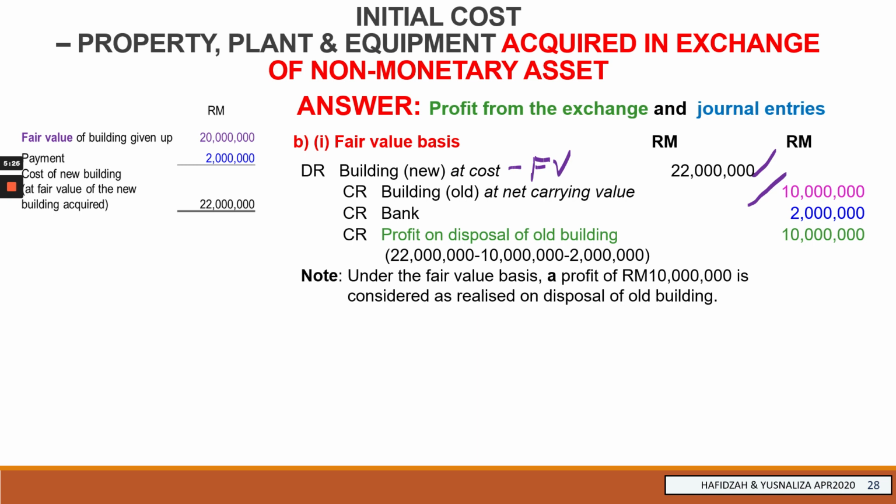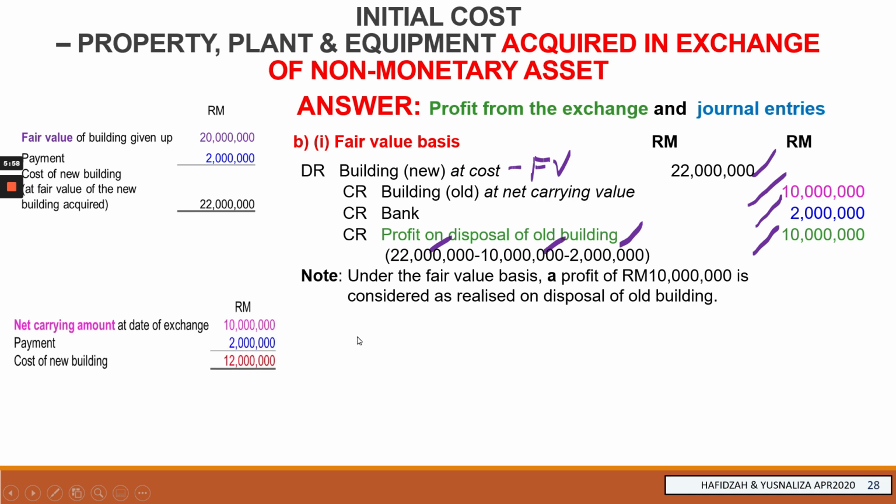We have not yet learned depreciation. By the time we learn depreciation, we will be able to know how much is the cost and how much is the accumulated depreciation of the old building. But here, there is no information. Then bank has to be credited, and as a result there is a profit. You can check the workings I put here for the profit, where you take the cost at fair value, deducted with the carrying value and with the payment that you have also paid to the landlord.